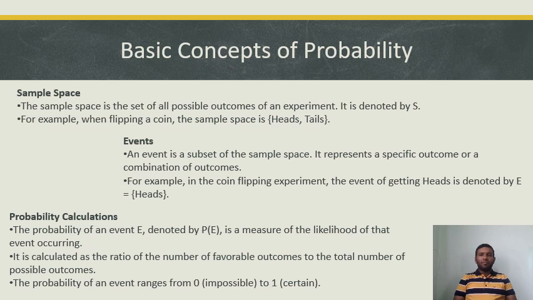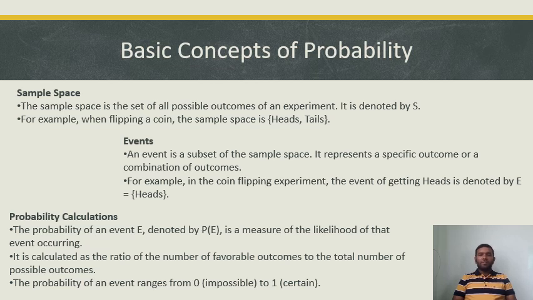Basic concepts of probability: sample space. The sample space is a set of all possible outcomes of an experiment. This sample space is denoted by S. For example, when flipping a coin, the sample space is heads or tails.